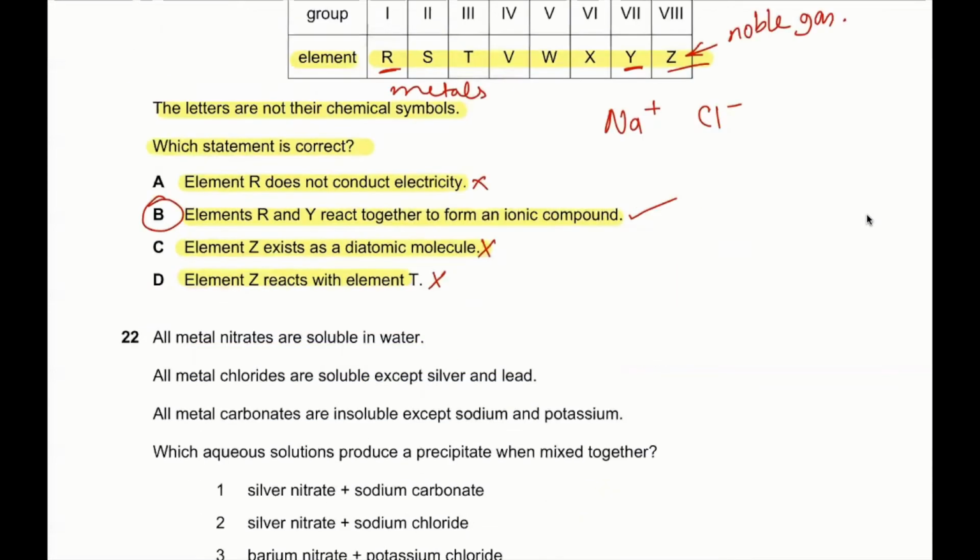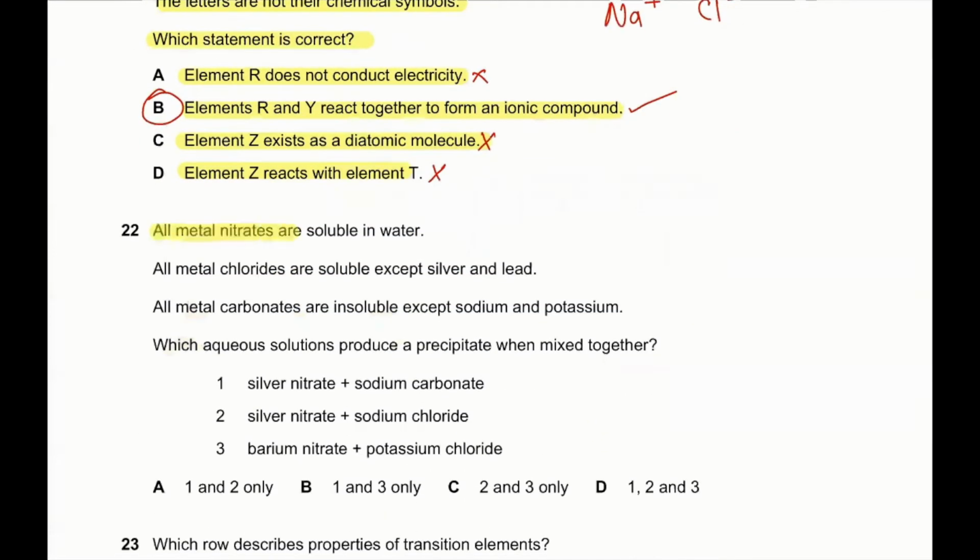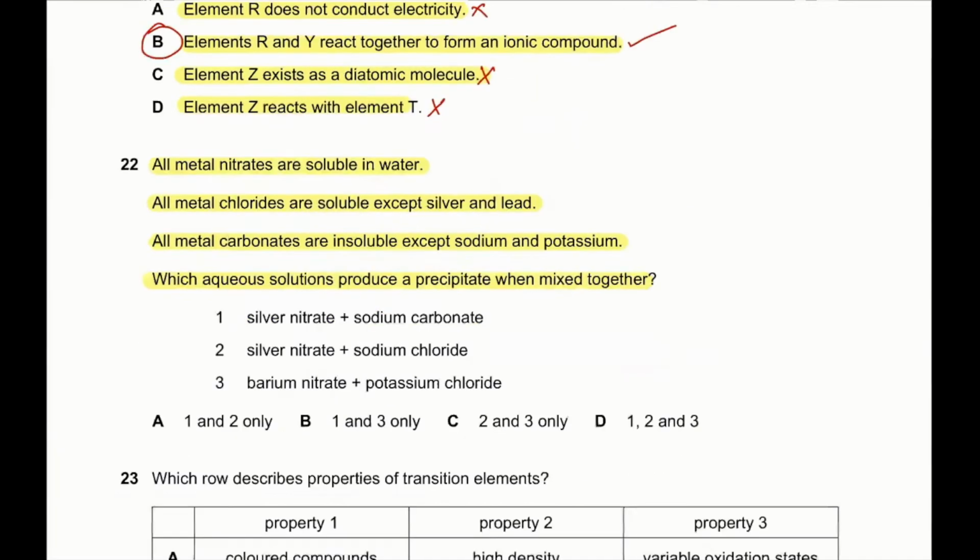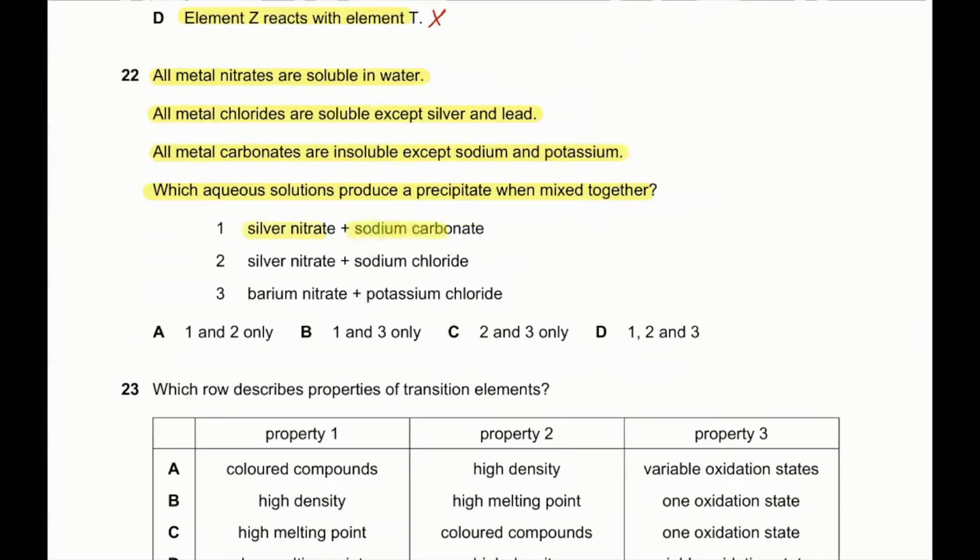Guys, question number 22. All metal nitrates are soluble in water. All metal chlorides are soluble except silver and lead. All metal carbonates are insoluble except sodium and potassium. Which aqueous solution would produce a precipitate when mixed together? That's a good question. Guys, silver nitrate with sodium carbonate.